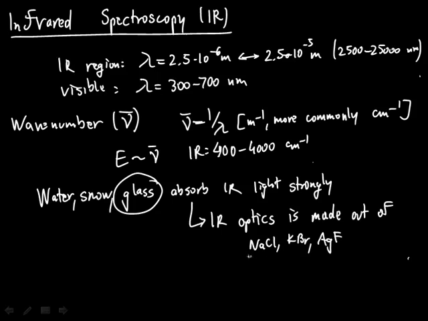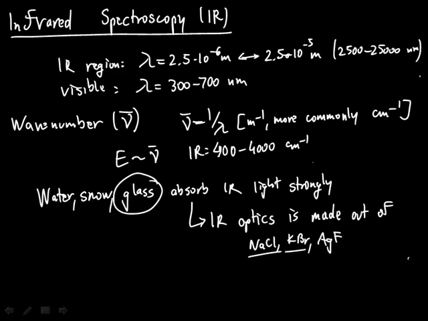And what you'll notice about sodium chloride and potassium bromide is these are salts. And not only that, they're salts that are soluble in water, which means that IR spectrometers as instruments are very sensitive to moisture because their optics basically dissolves in water, and so they need to be kept under very highly controlled low moisture conditions.